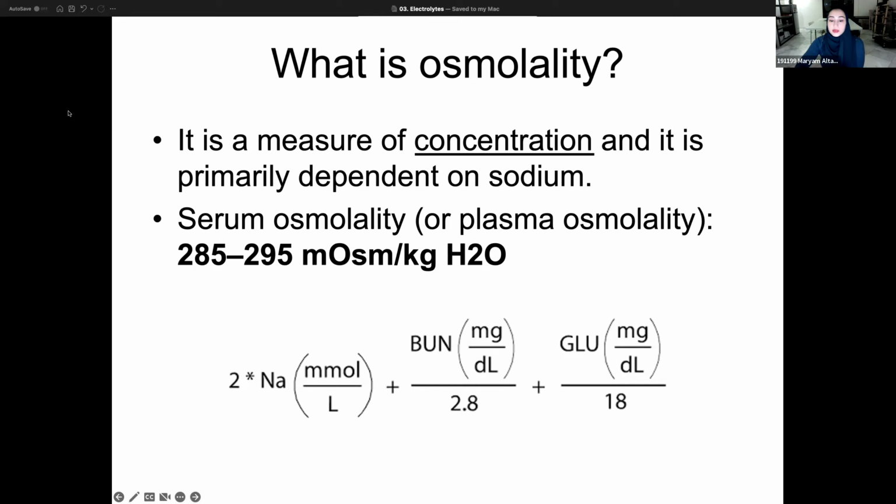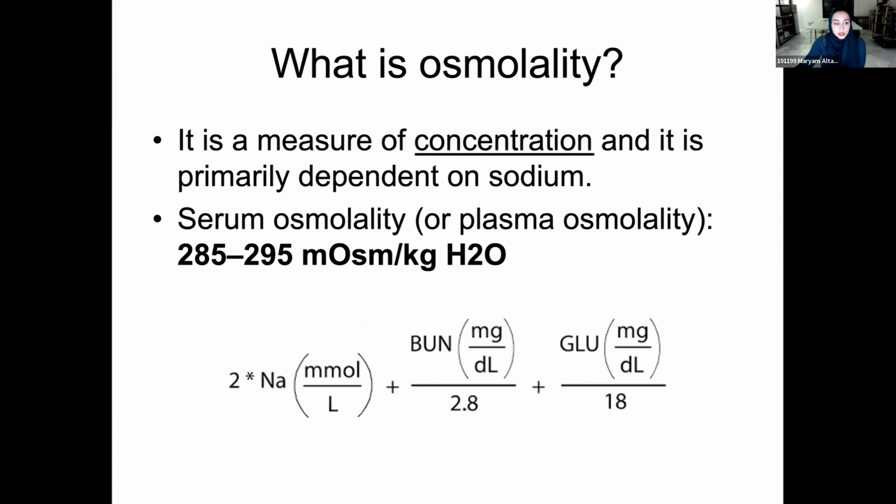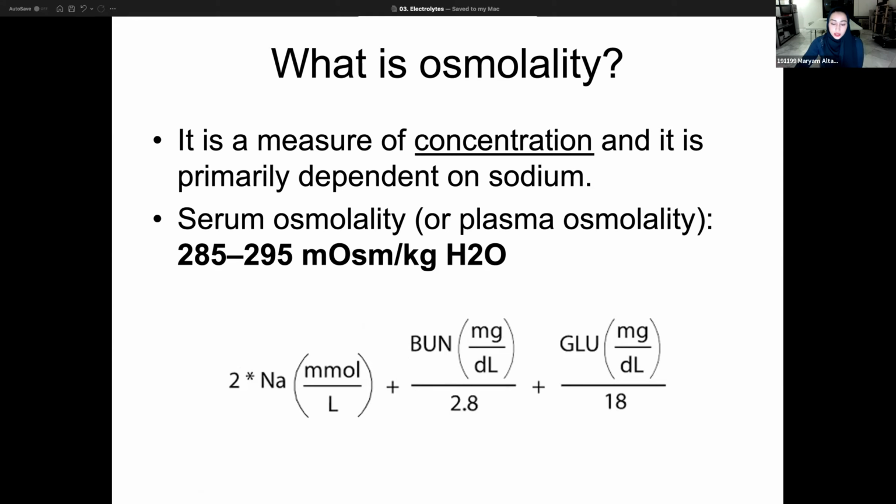And the reason it's primarily dependent on sodium is, as you can see, this is the equation. So 2 times sodium plus BUN over 2.8, which is blood urea nitrogen, and the glucose level over 18. So essentially, if you put in all the normal values of this, you're going to see that the value of sodium is going to determine the osmolality the most, which is why we say it is the most important in terms of determining your concentration.